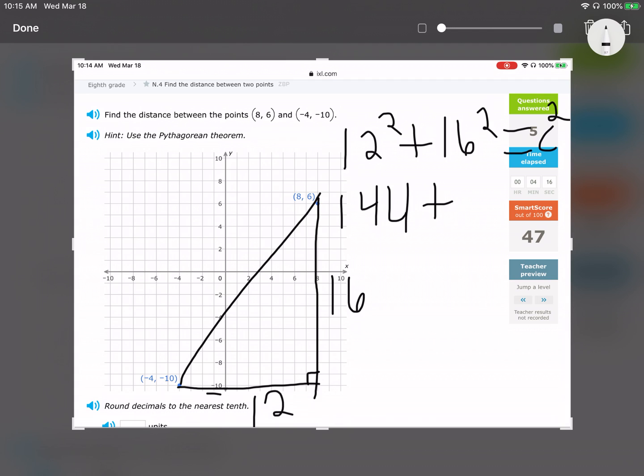All right, so I get 144 plus, I don't know 16 squared off the top of my head, 256.